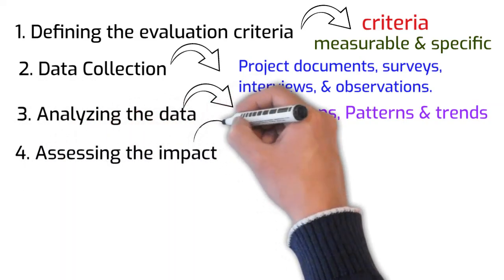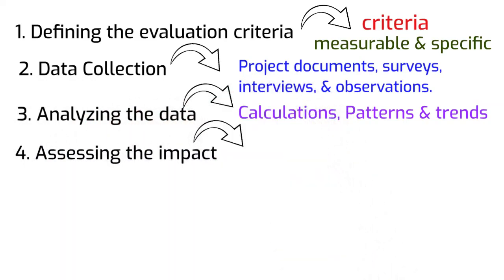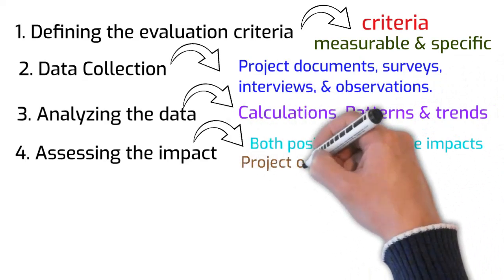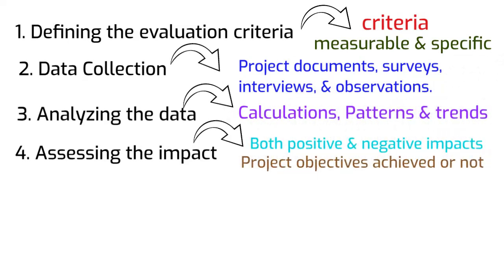Number 4, assessing the impact. After data analysis, we can assess the impact of the project on the stakeholders, including customers, employees, and the partners. Here, we need to consider both the positive and the negative impacts. Also, we can compare the project performance against its initial goals and objectives. This process helps us determine if the project has achieved its intended outcomes or not, and if not, why.